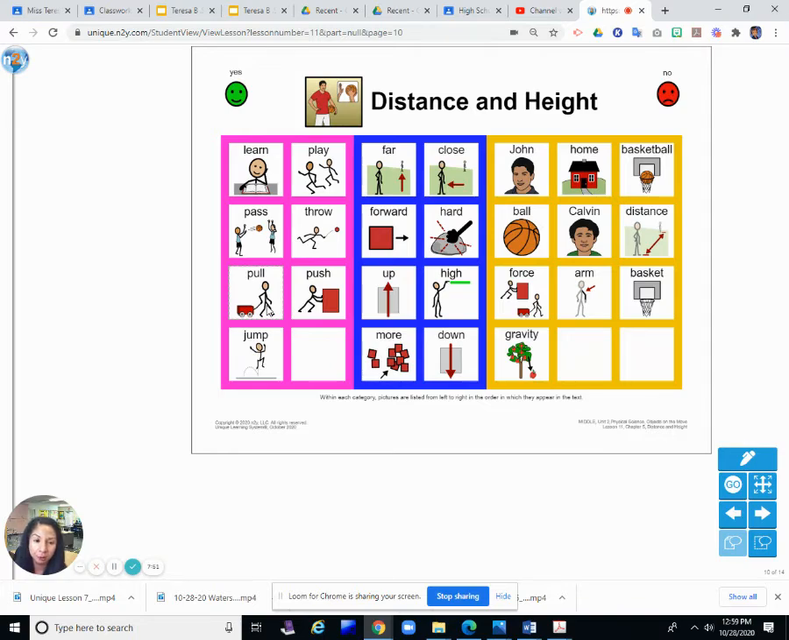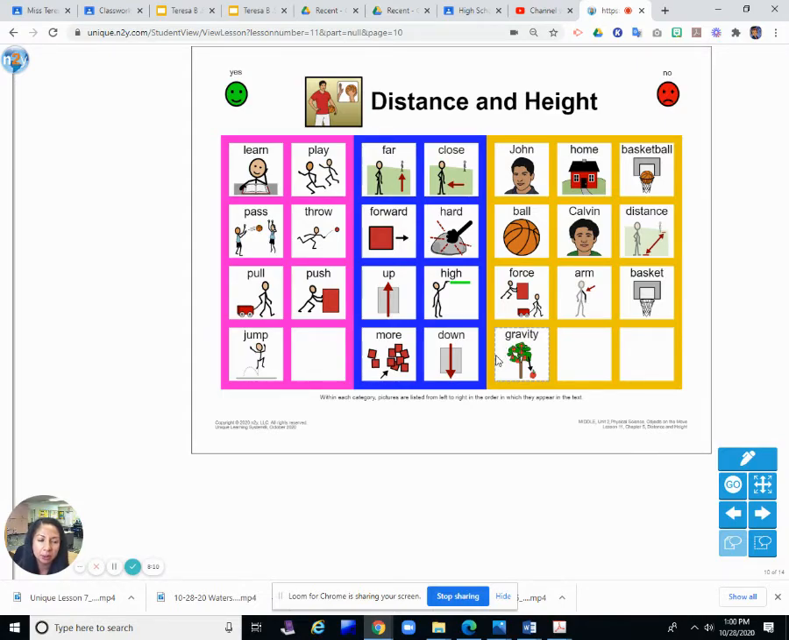The force of something being pulled to the ground? What do we call that? Like the apple falling from the tree? Gravity. Okay, and then we talked about distance, which is how close or far something is.